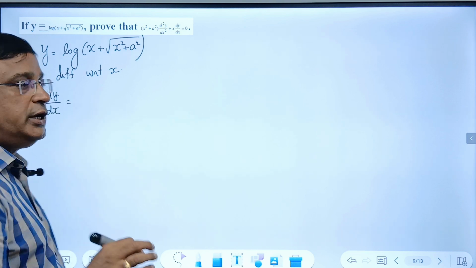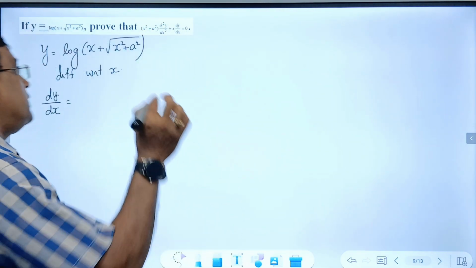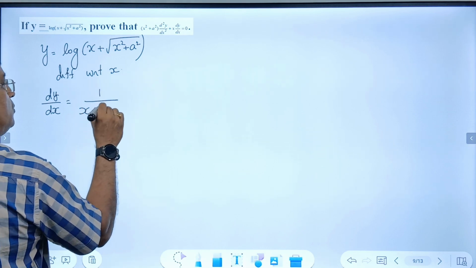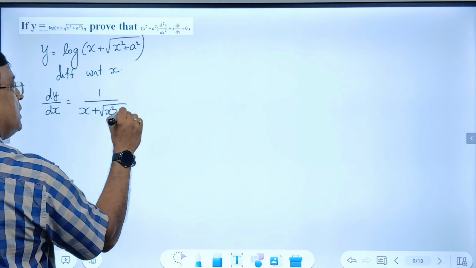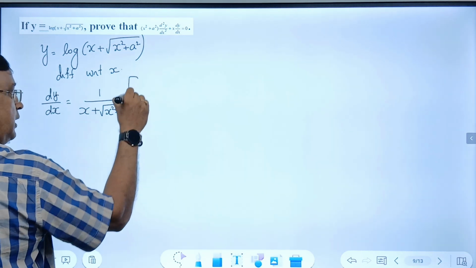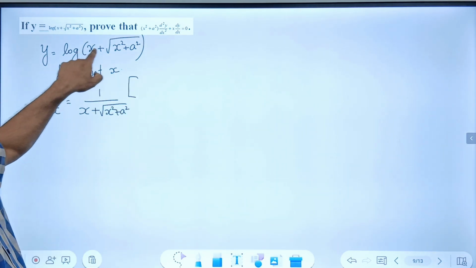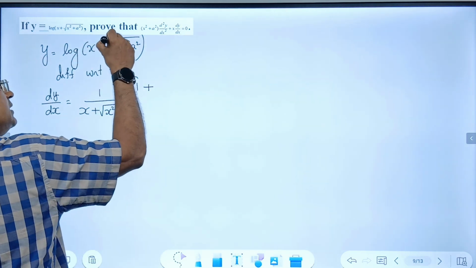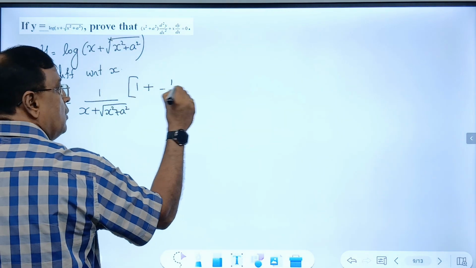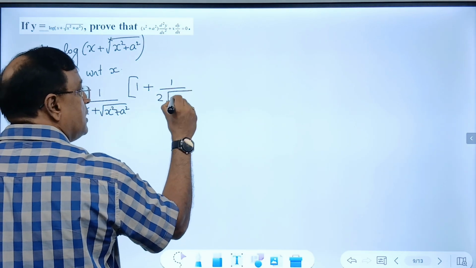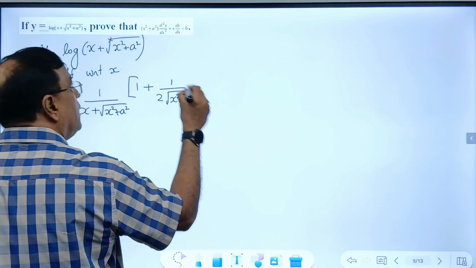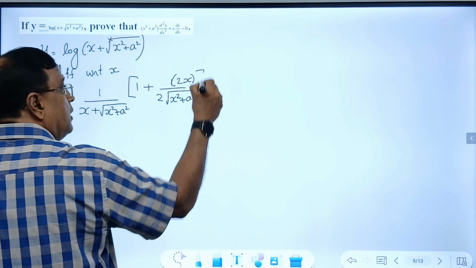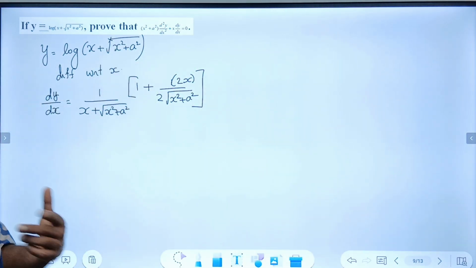Now how do I differentiate log of anything? So first I differentiate log, which is 1 by x plus root of x square plus a square. I'm using chain rule, into, I have to differentiate the base. Differentiation of x is 1, then I see the root. Differentiation of root will be 1 by 2 root of x square plus a square. Then I go inside. Differentiation of x square will be 2x. Of course, differentiation of a square is 0 because it's a constant.